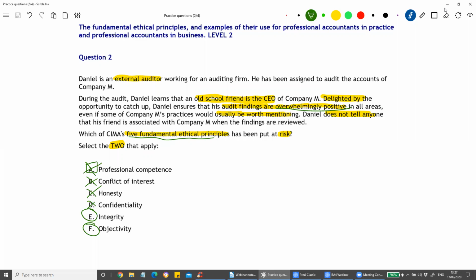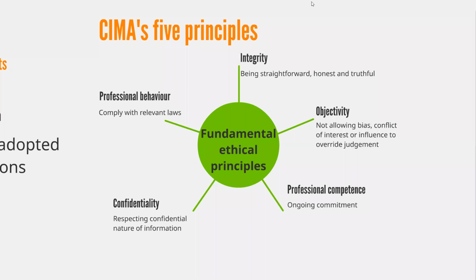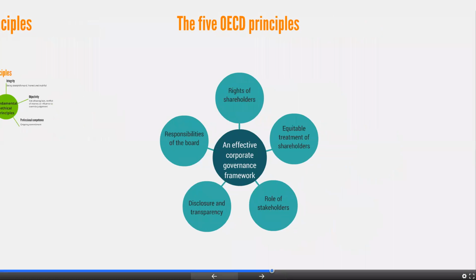What I'm going to do now is go back to the presentation. There we go. And I'm going to make that horrible noise again as I bring my mouse back in. Much apologies for that. Okay, so we've done CIMA's 5 principles. So what we're going to look at now is another set of principles. And again, this in itself could cause confusion in the fact that we're dealing with sets of 5 OECD principles.